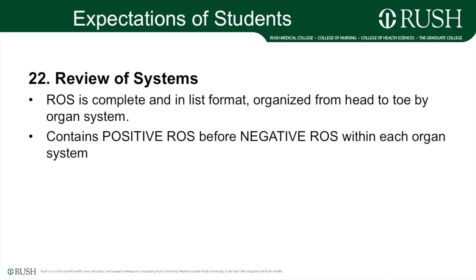22 grades the review of systems. Remember that it should be complete. Again, in a list format organized from head to toe by organ system. Start with your pertinent positives and then include the negatives for each organ system.